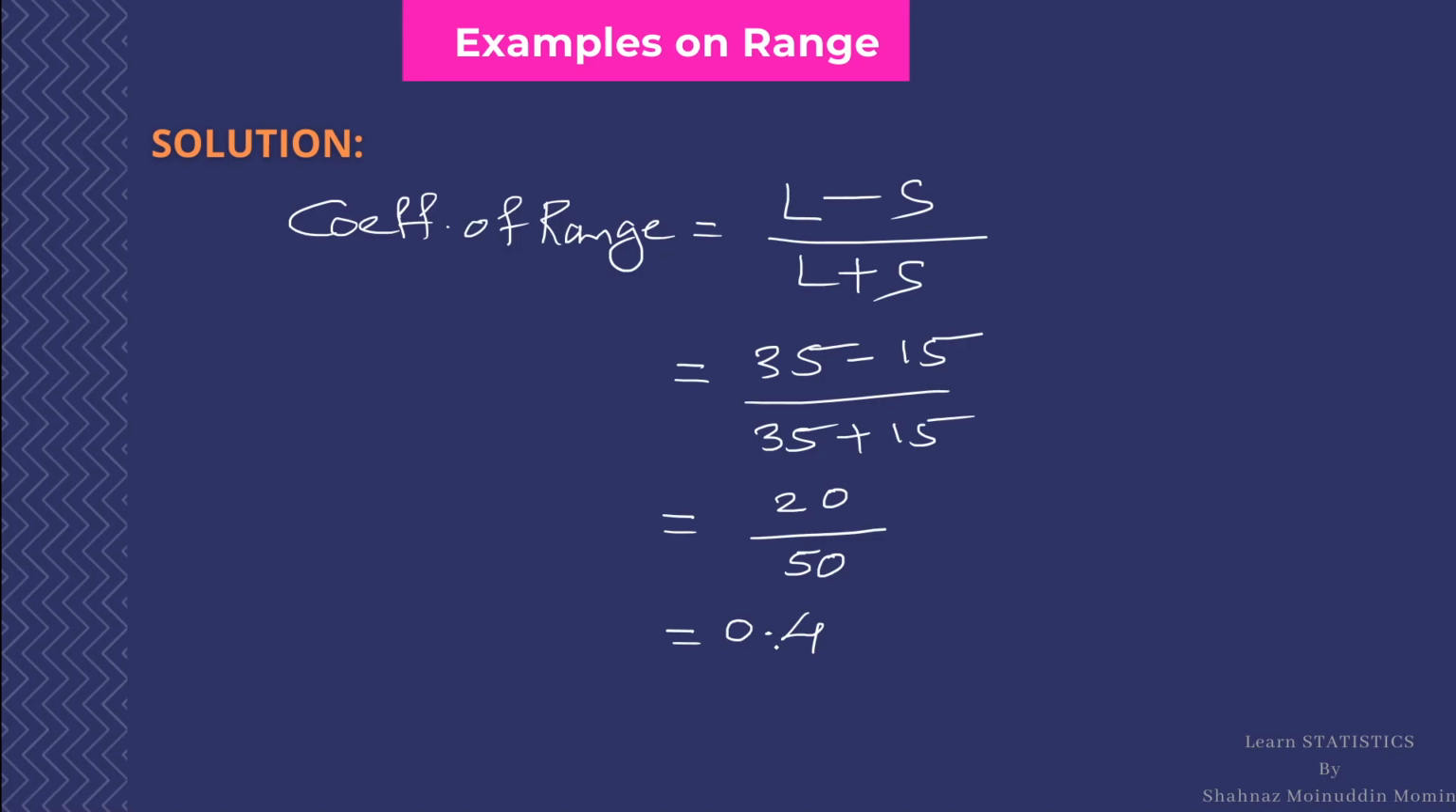In this way, in this lecture, we learned how to obtain the range for the different types of data: individual data, discrete data and continuous data. In this lecture, we learned what is individual data, discrete data and continuous data, also along with the examples on range.